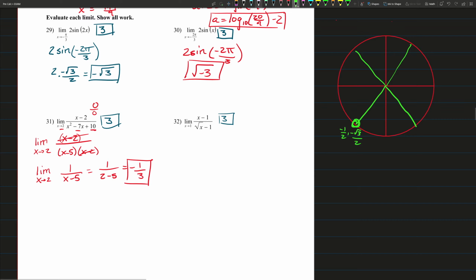All right, number 32. Again, if we plug in 1, we would get 0 over 0. So that means we have more work to do. There's nothing to factor. We can't factor out the x minus 1s because one of those is under a radical. But what we can do is try to rationalize.